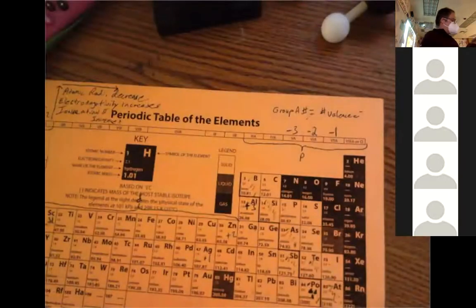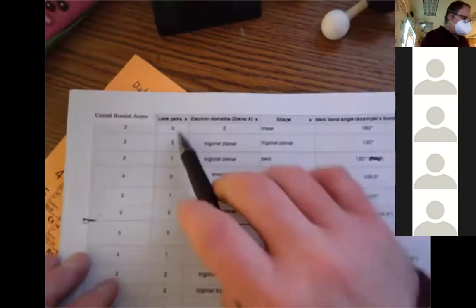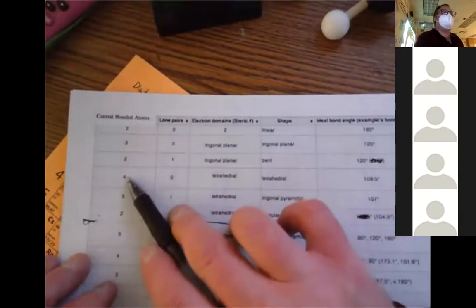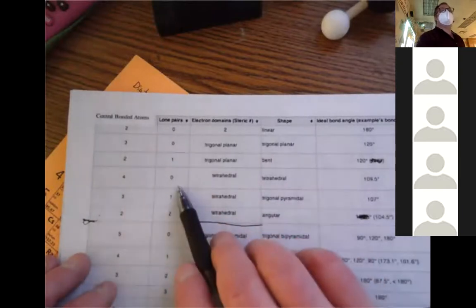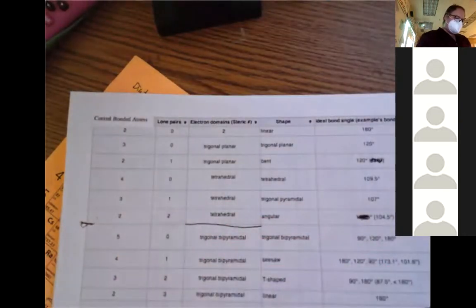Very good. It's been said in the classroom that the shape is tetrahedral, which is correct, and the angle is 109.5. What was done here was we knew it was 4 bonded atoms. So we go down here. We found 4 bonded atoms, 0 unshared pairs. That is tetrahedral. That is 109.5. The way that looks is this right here.